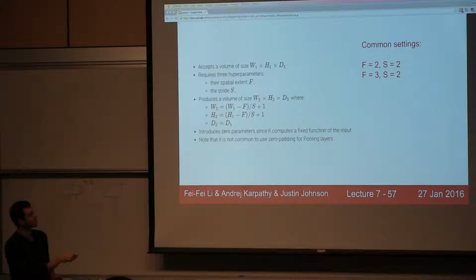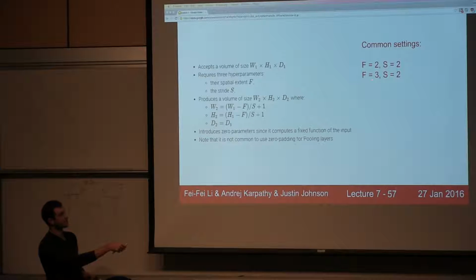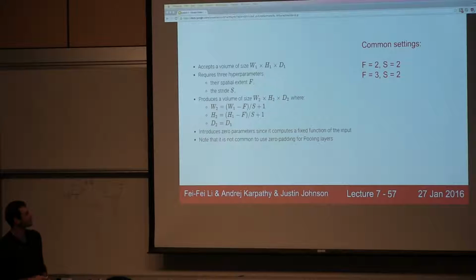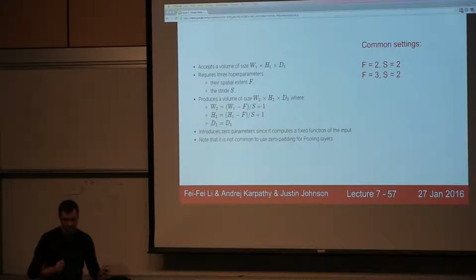And so common numbers that you'll see in practice, not too many possibilities, are just 2x2 max pool with stride 2, so exactly a half reduction. Sometimes you'll see 3x3 filters with stride 2, as we'll see in a bit in ConvNets. And notice that the output depth is preserved, so D2 is D1. So in this case, we're not changing the depth of the volume.